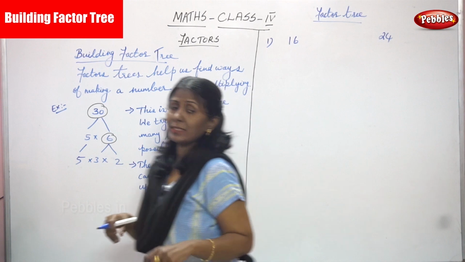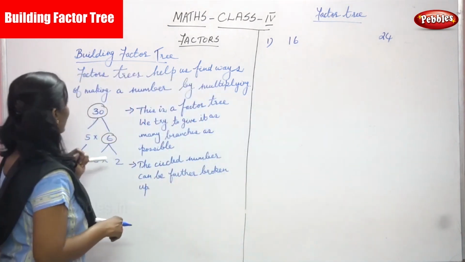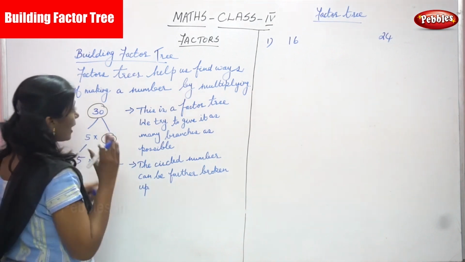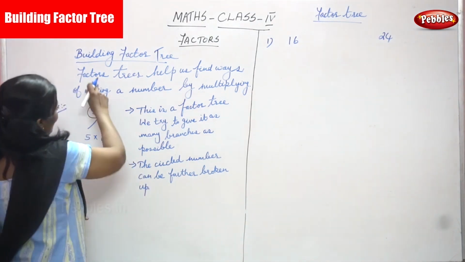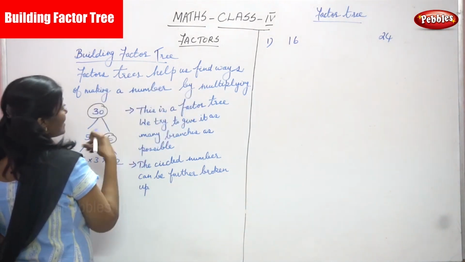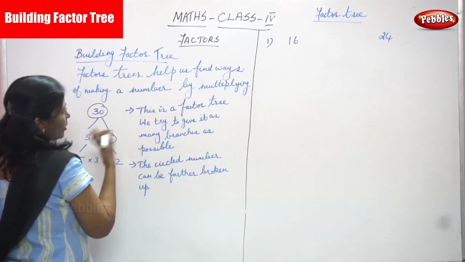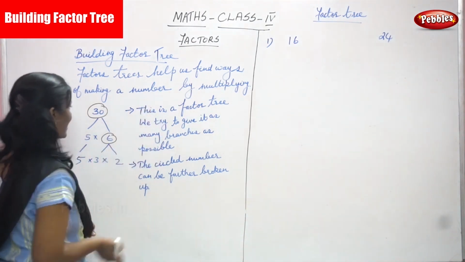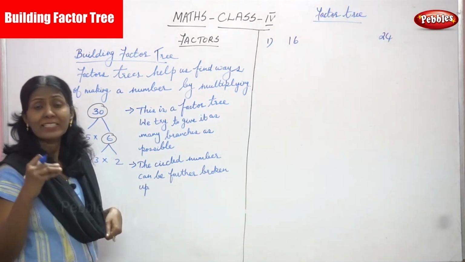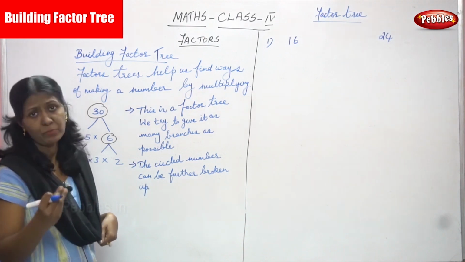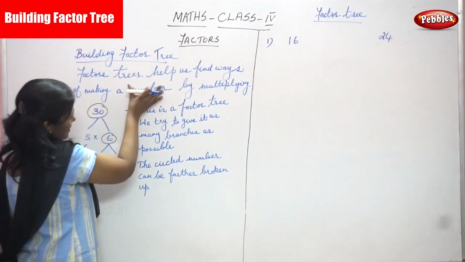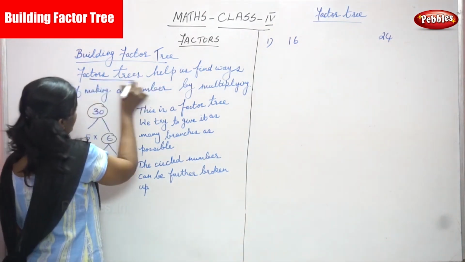Now I'm going to explain the building factor tree. For example, we have to find the factor of 30. Factor trees help us find ways of making numbers. Making means creating a number by multiplying. While you multiply, it creates a number, for 30, because we are going to find the factor of 30. That is the meaning of the particular definition. That is the factor tree definition.